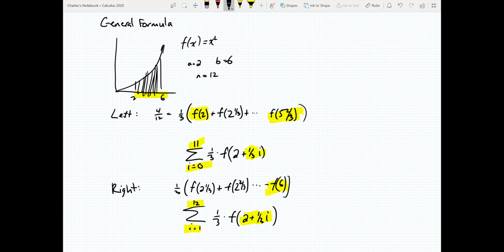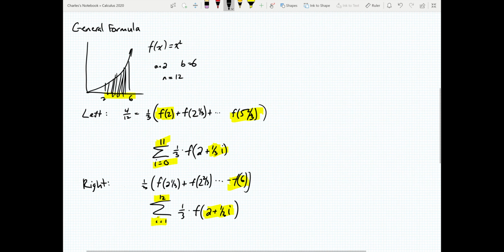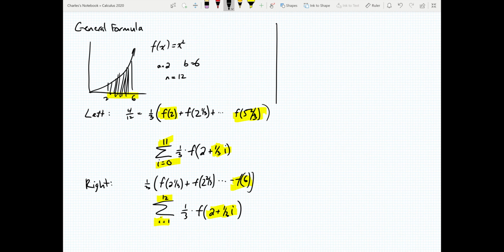So let's say we want a general formula for f of x equals x squared plus 3x plus 2, for a equals 4, b equals 5, and n equals 11.